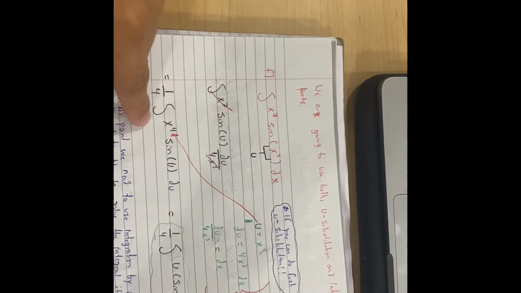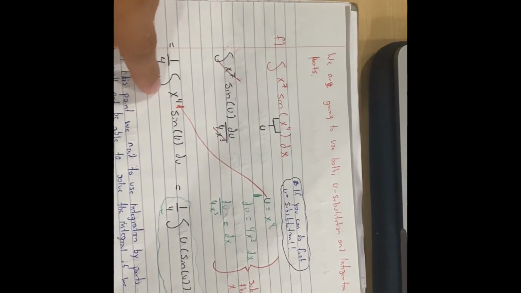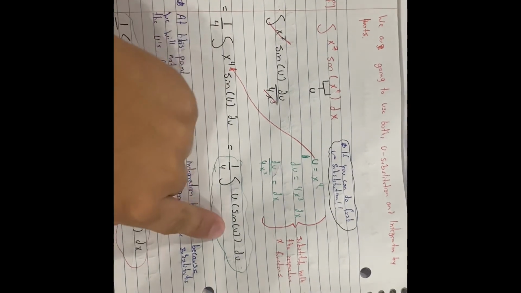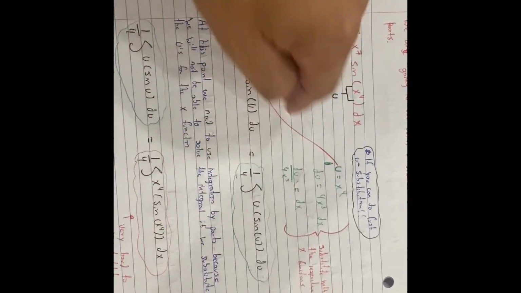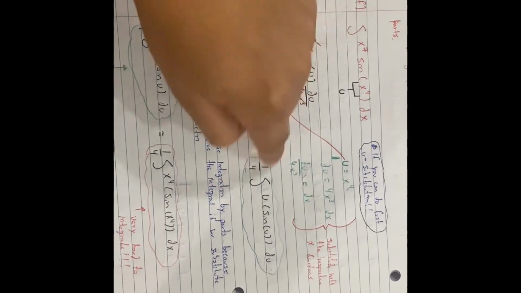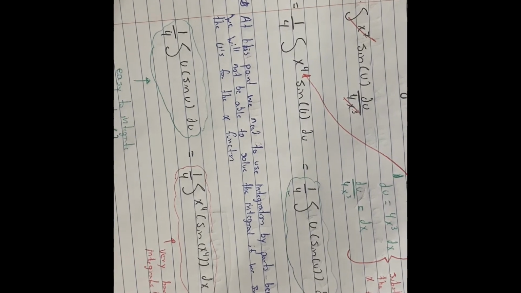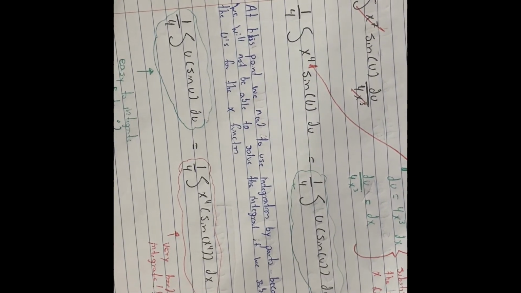And as we mentioned previously, u is equal to x to the 4th. This function is going to be equal to this one because we just substituted the value that we obtained by its value of u. So we obtain 1/4 times the integral of u times sine of u du.